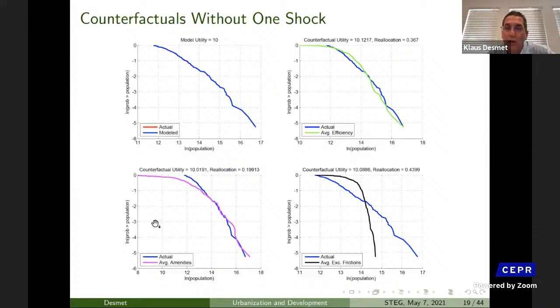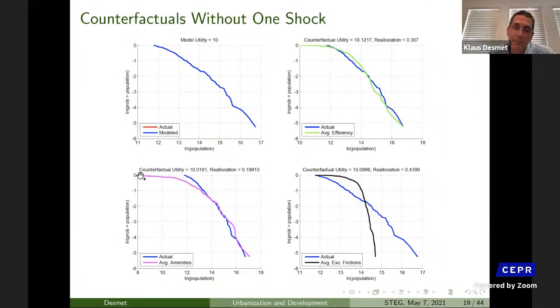And just to explain a little bit better, the blue curve in all four pictures is the actual city size distribution. The ones that are colored in another color, not blue, are counterfactual city size distributions. So let me, for example, call your attention to the one on the top right. The green curve is the city size distribution that I would get if all cities had the same efficiency level in the US.